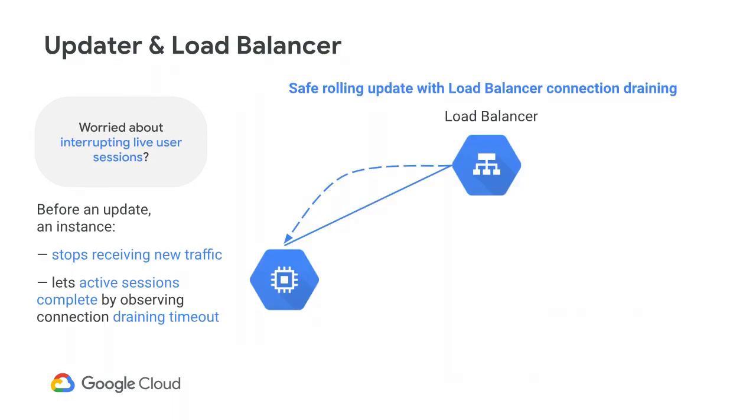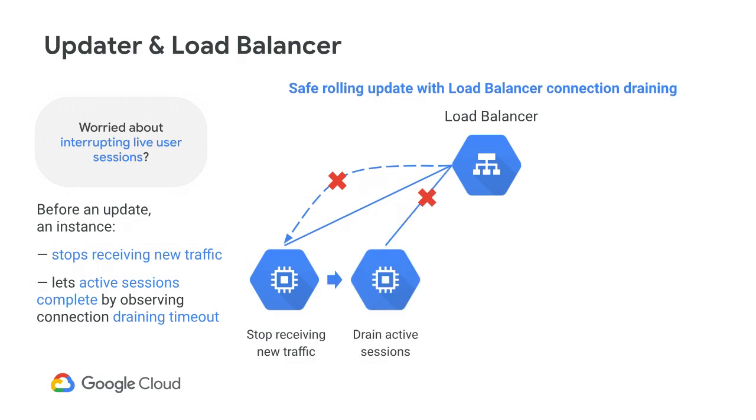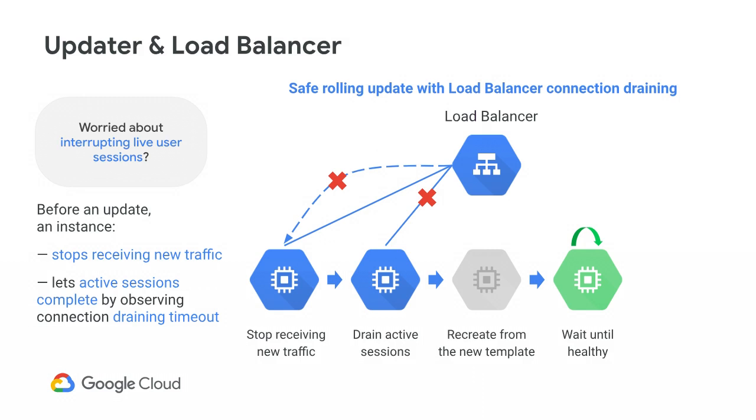So before taking and recreating a machine for an update, the machine will first stop receiving new traffic. Then it will wait for a connection draining timeout to drain the active sessions. You can configure it in your load balancer configuration. And only once the sessions are drained, the updater will recreate the instance from the new template, wait until it becomes healthy, and after that, the new machine will start serving traffic. So the update is really very graceful and won't interrupt any of the existing connections.